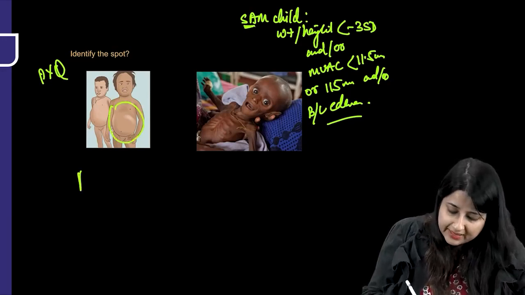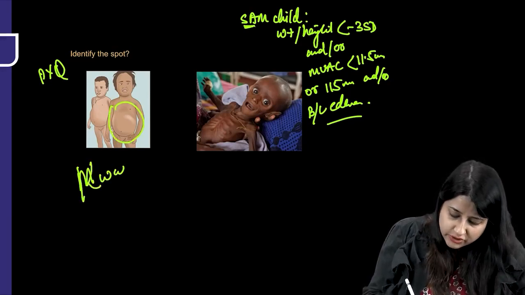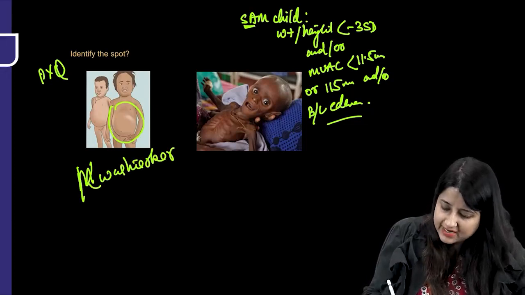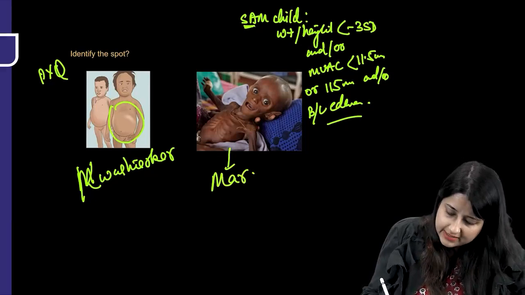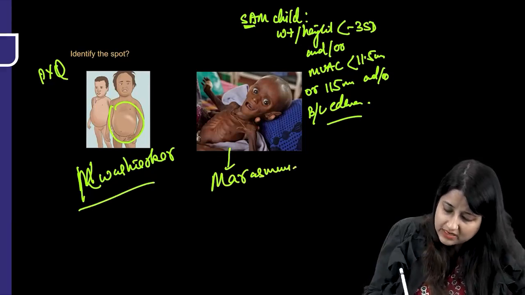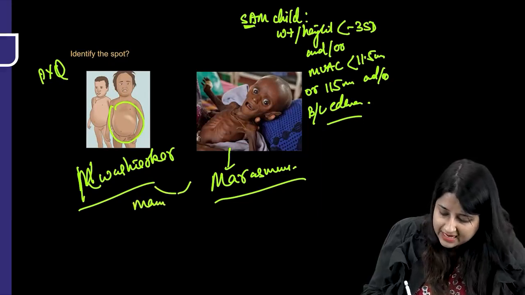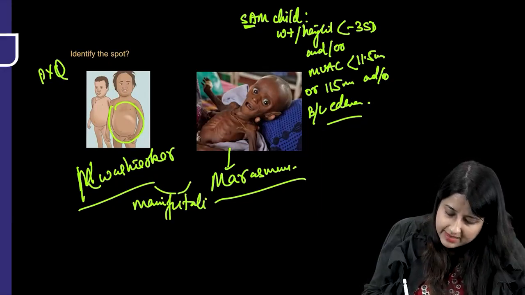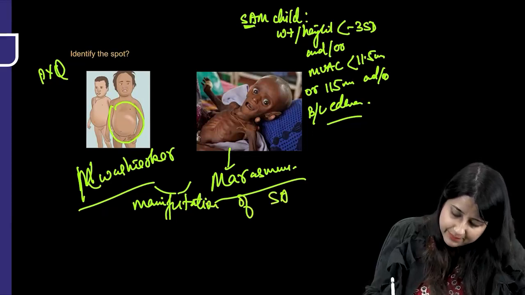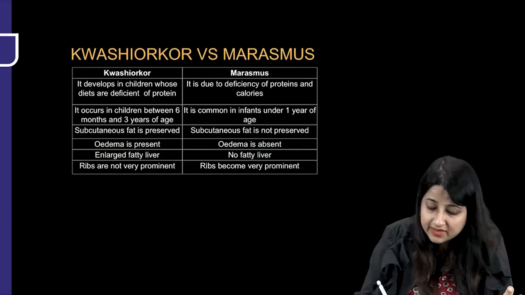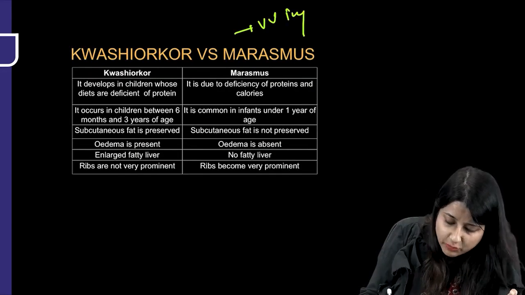This one with the protruding belly, this is what? Kwashiorkor. And this one where the ribs and old age appearance, this is what? Marasmus baby. So a lot of questions come from this. Kwashiorkor and marasmus are manifestations of SAM. So the question which is asked is the difference. Look over here, this is very, very important.